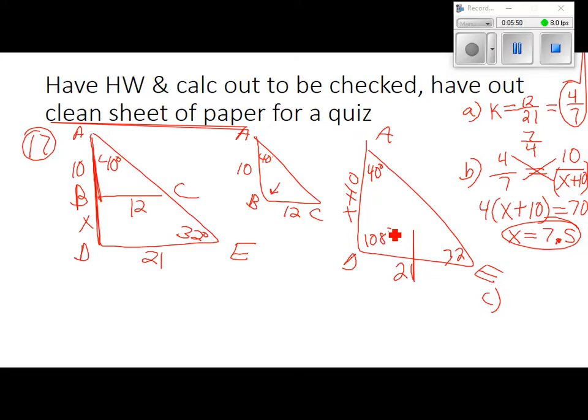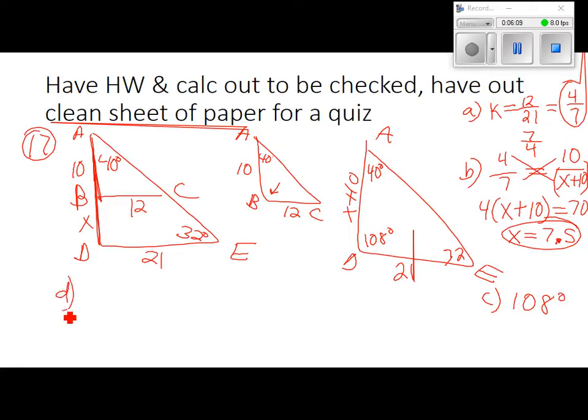They're congruent. So what's this angle right here, ABC? 108. Corresponding angles, the angles that match up, have to be the same. Do the sides have to be the same? No, they're proportional. Angles are the same, angles are congruent, sides are proportional.